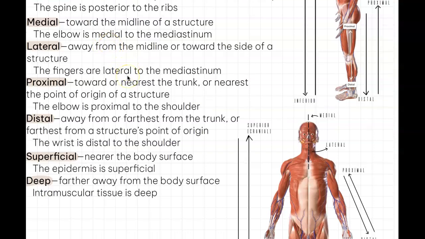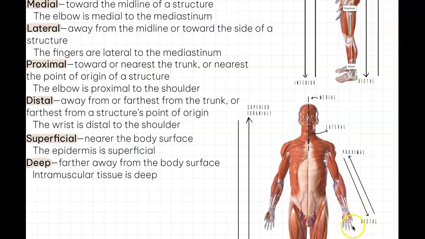So in this example, the fingers are lateral to the mediastinum. So if you're looking at the elbow and you're looking at the fingers and you want to know which one's medial and lateral, fingers are going to be lateral because they're farther away from the mediastinum. The elbow will be medial because it is closer to the mediastinum.